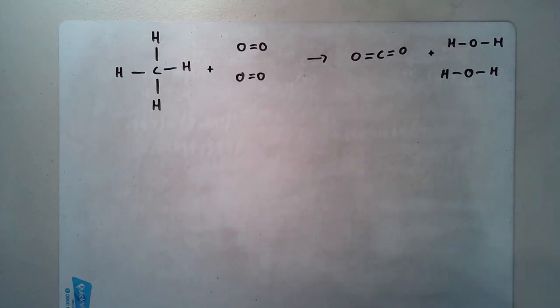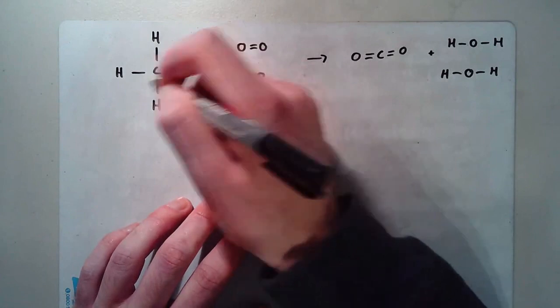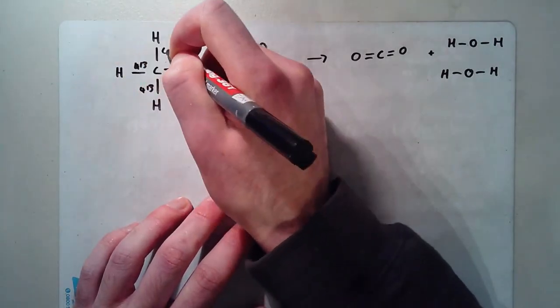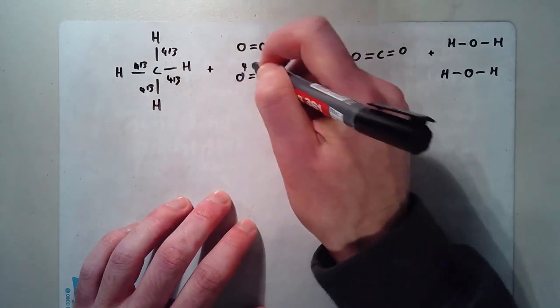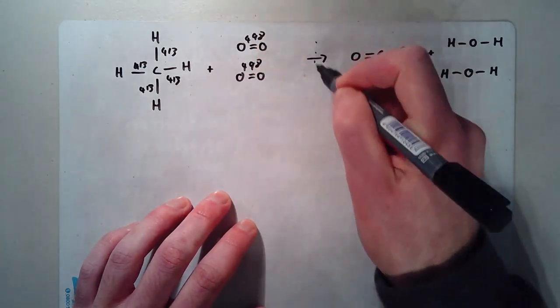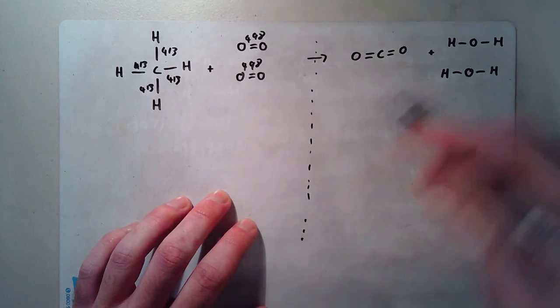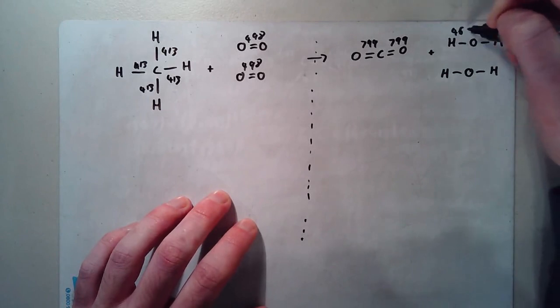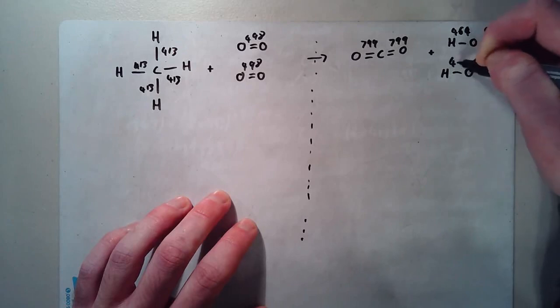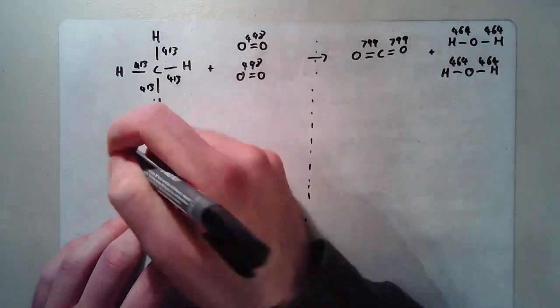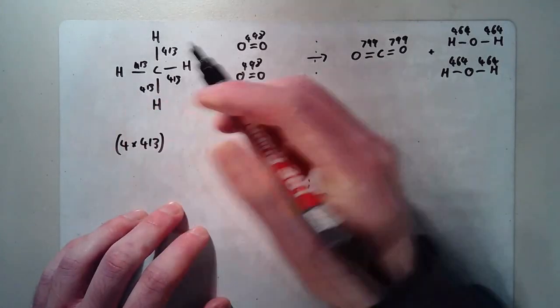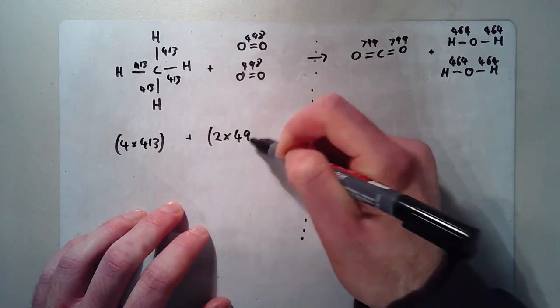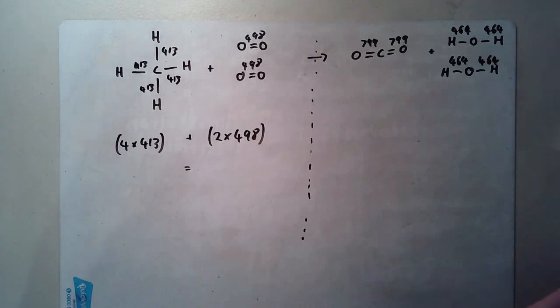So I've got my CHs, each of which is 413, 413, 413, 413. I've got two O double bonds, 498, 498. My COs here are 799, 799. And my OH is 464, 464, 464, 464. So on this side, I've got four lots of 413 plus two lots of 498, which comes out as 2648.